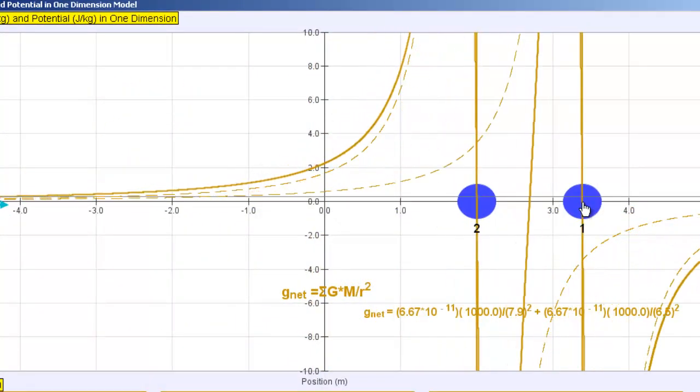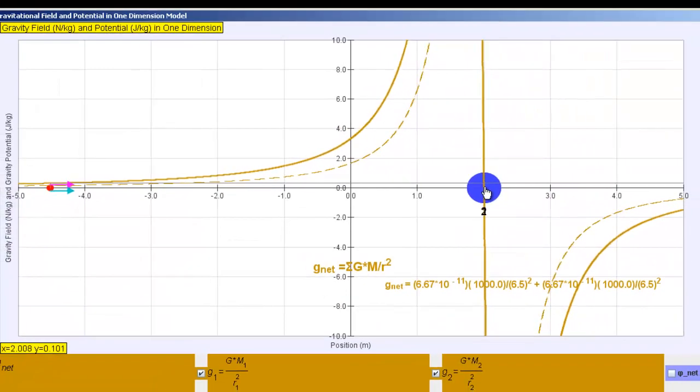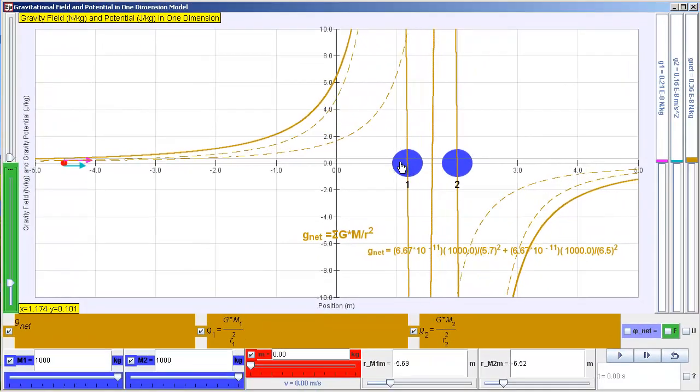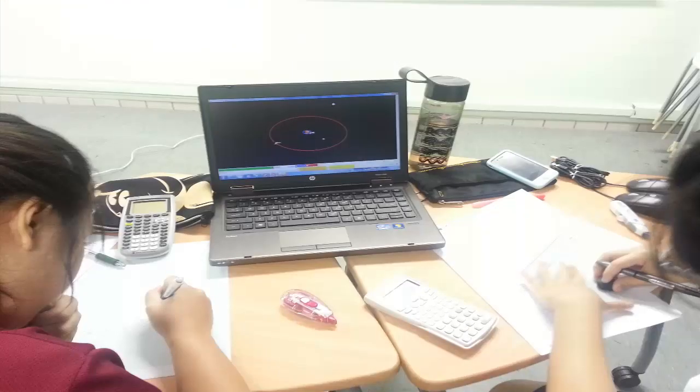Because if it's only one side, right? But if you look at it in another way, from the back, then you can see why the curve is like that. It's definitely better than just using a textbook.